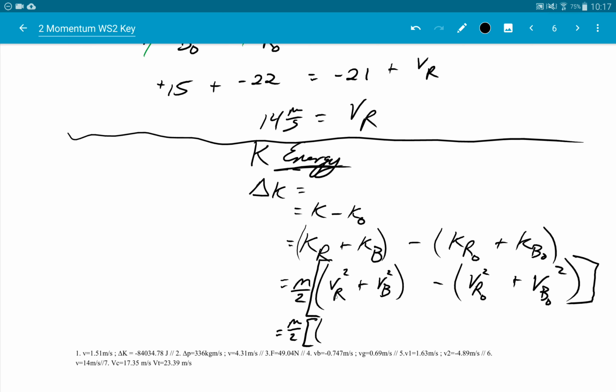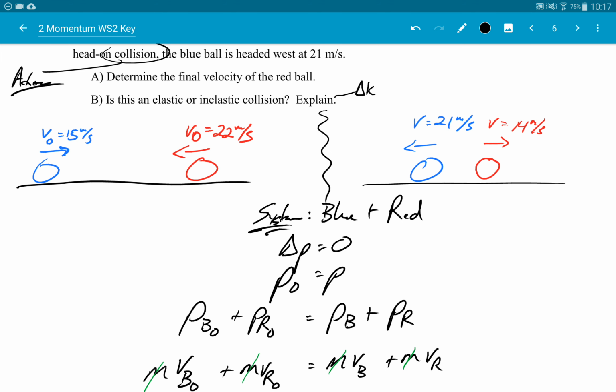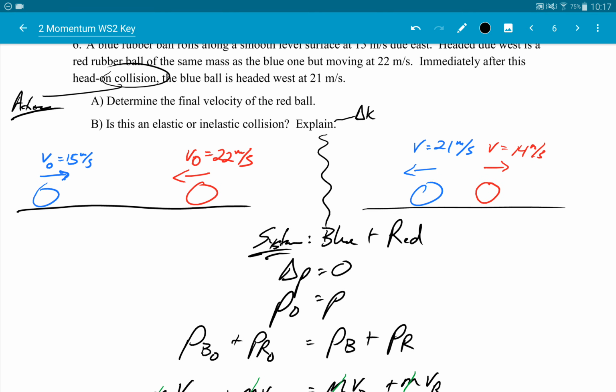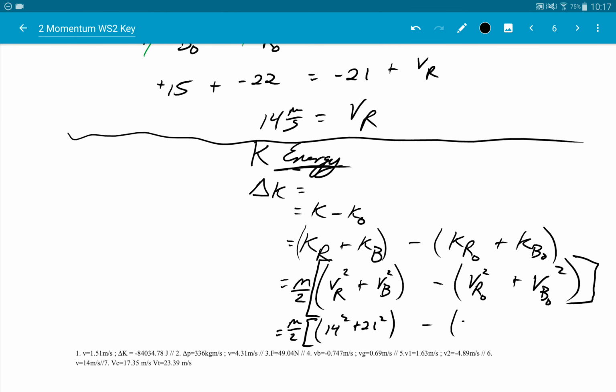Let's put in some numbers here. We have the Vr at the end. Oh, now I got to remember all these. 14 and 21, that's right. Okay, so this will be 14 squared plus 21 squared. And then this guy, was it red one's 22? Oh, I'm going to mix them up. Red one's 22 and blue one's 15. 22 squared plus 15 squared. So now when I look at that and I go, hey, is 14 squared plus 21 squared equal to 22 squared plus 15 squared? I think not. But let's go grab a calculator and double check that.